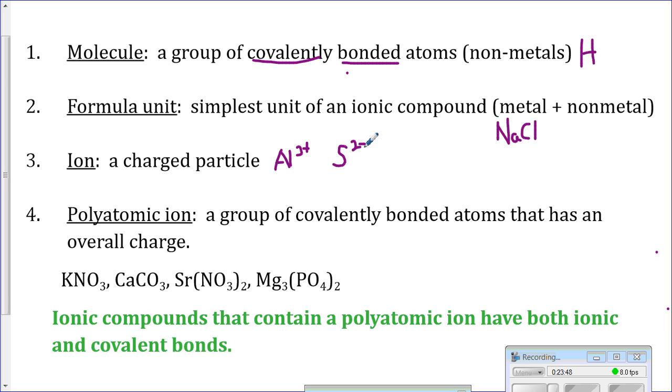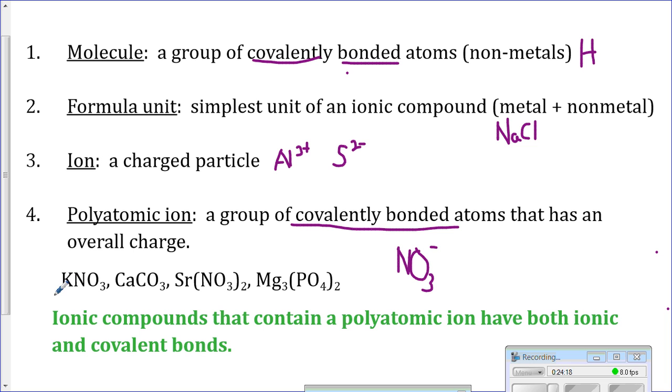Polyatomic ions are charged particles, but they're charged particles of covalently bonded atoms. Okay, so the one we just did, NO3 with a -1 charge, it's an ion because it's got a charge, but it's a polyatomic ion. Polyatom just means many atoms. Okay, so a polyatomic ion, look for more than 1 atom in the ion and look for a charge.